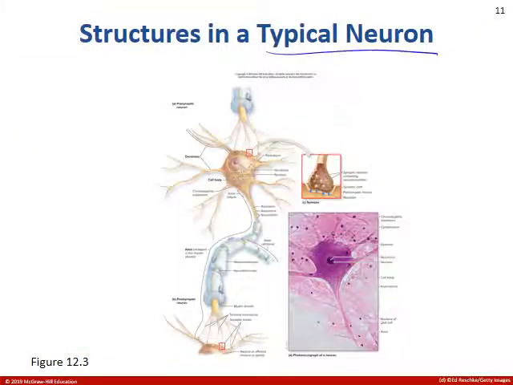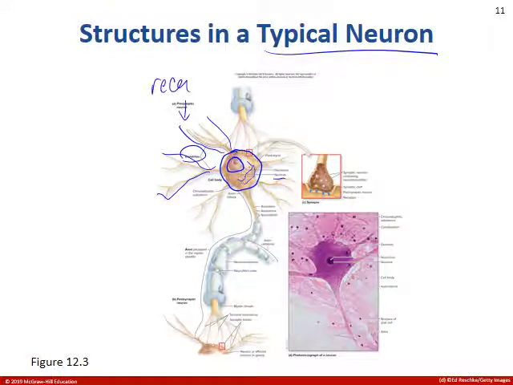Here we have a typical neuron structure, and here is the cell body. This is kind of like the core. This is where we have the nucleus, right? DNA. We're also going to have organelles here, like mitochondria and Golgi apparatus. And out here, coming off of the cell body, are the dendrites. And the dendrites kind of receive the signal. Think of them as the receptive part of the neuron.